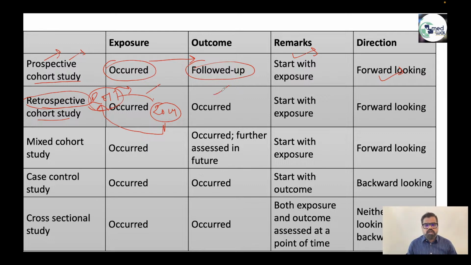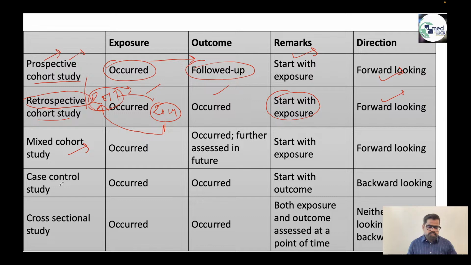Exposure and outcome has already occurred, but we will start the study with exposure. This means the study is in reality starting in 2024, but we are going back in time to 2019, and from there, with the help of records, we are moving forward to 2024. So this is also, in principle, a forward-looking study. If you combine these two, it becomes a mixed cohort study, right?